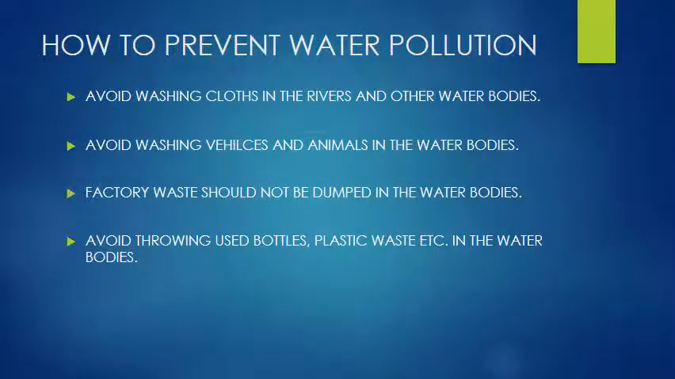To prevent water pollution, some steps can be taken. So you must avoid washing clothes in the rivers and other water bodies. Avoid washing vehicles and animals in the water bodies. Actually, you can take some water and go away from the water body and wash the clothes and animals as well as vehicles there. Factory waste should not be dumped in the water bodies. And we must avoid throwing used bottles, plastic waste, etc. in the water bodies. This way we can prevent water pollution.